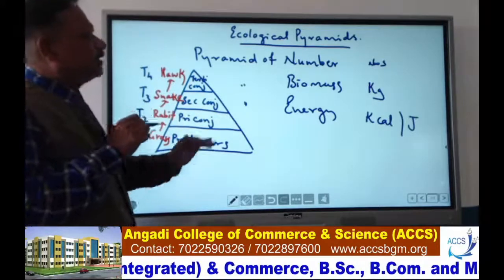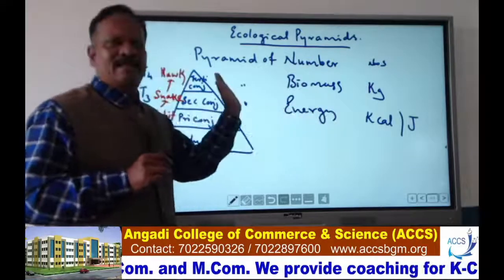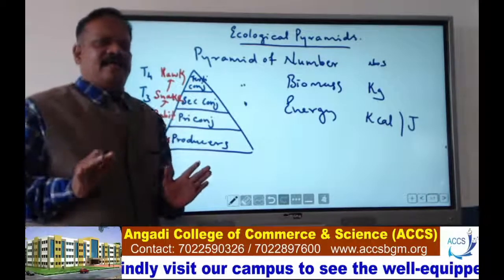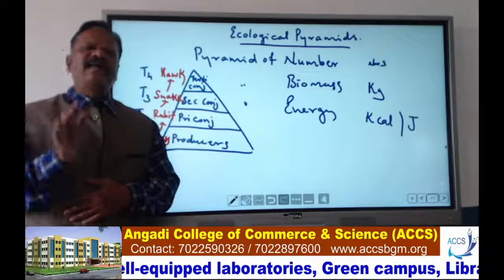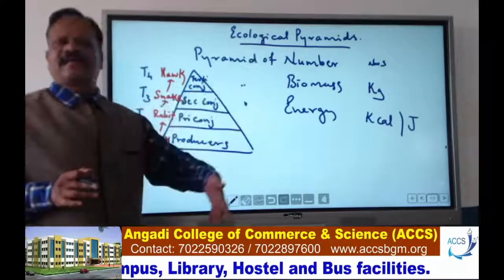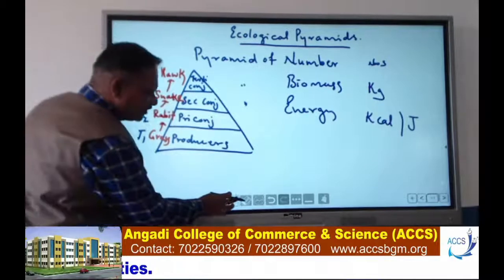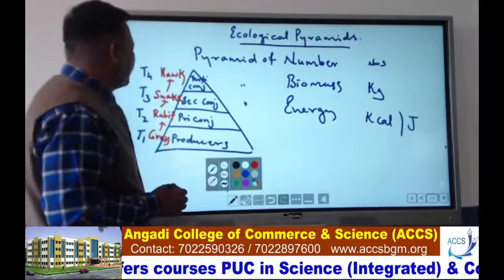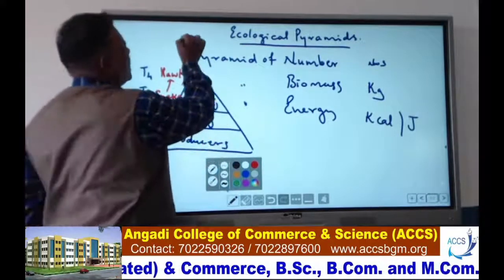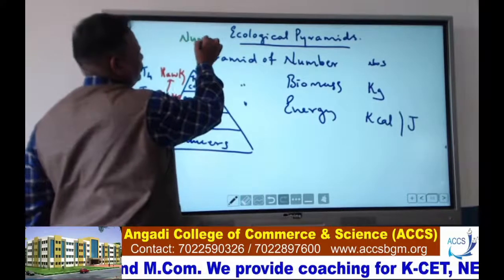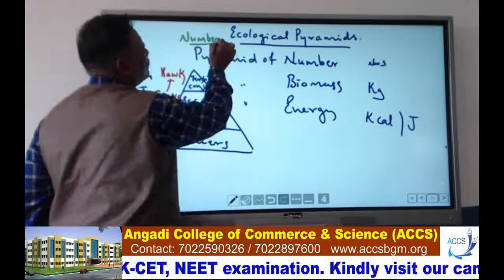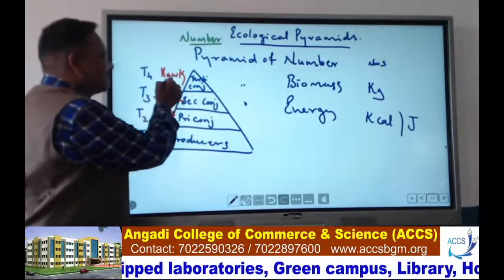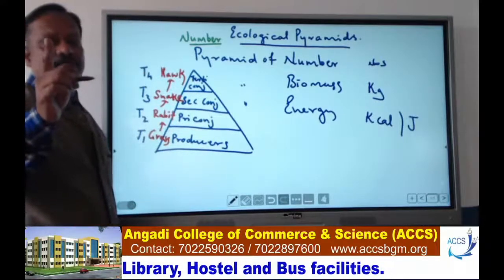Now, I am explaining pyramid of number, pyramid of biomass and pyramid of energy in one example itself. Just see the difference in what I am telling. If you remember that, it will become very easy for you to remember all these three pyramids. Now, again I am changing color. I will take green. Now see. First is the pyramid of number. When we call it a pyramid of number, the grass, rabbit, snake and hawk are calculated in numbers.